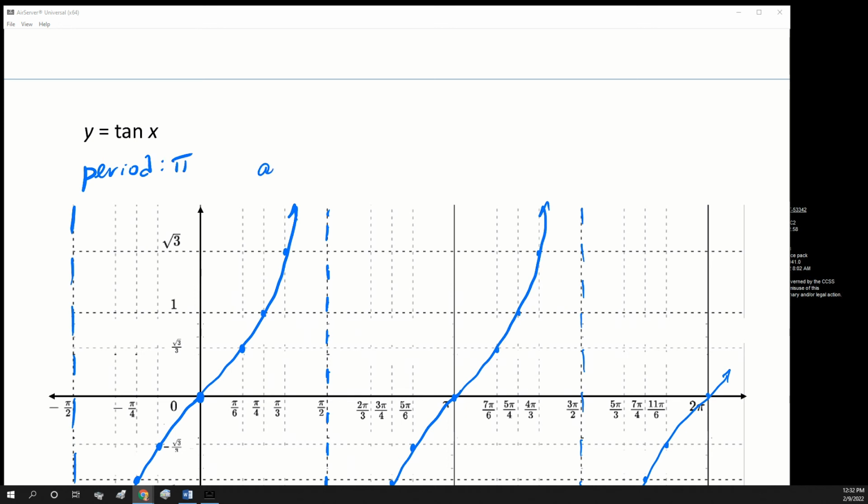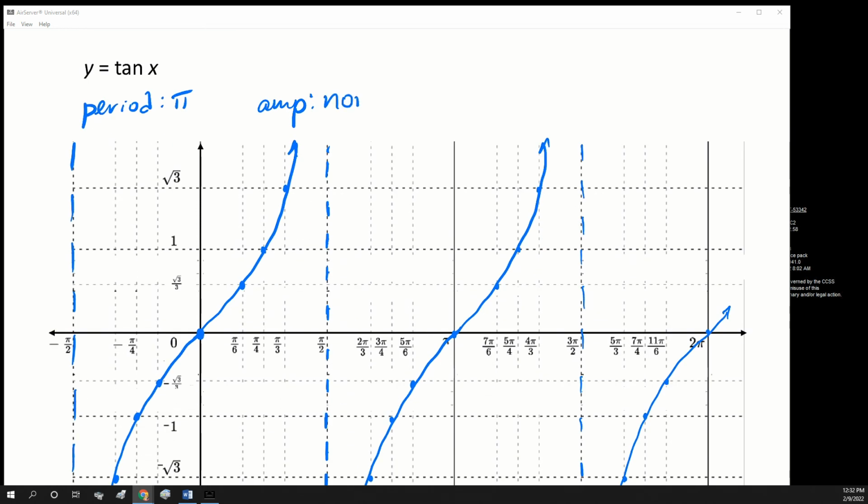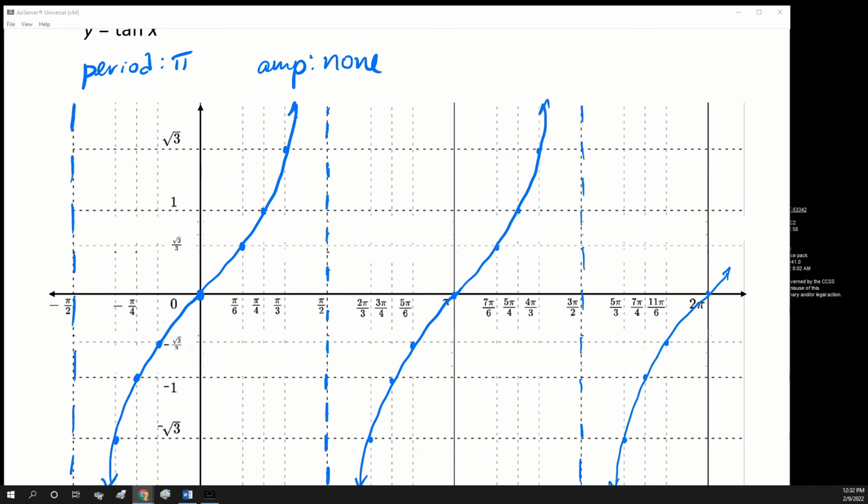What about the amplitude? It's not going to have one. And we already kind of filled that in on that chart. But because it's going to keep getting taller and keep getting shorter or smaller, there is no maximum or minimum, so we can't have an amplitude. So that's tangent. All right, let's see what happens with cotangent.